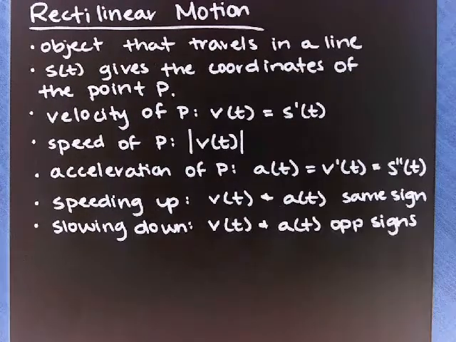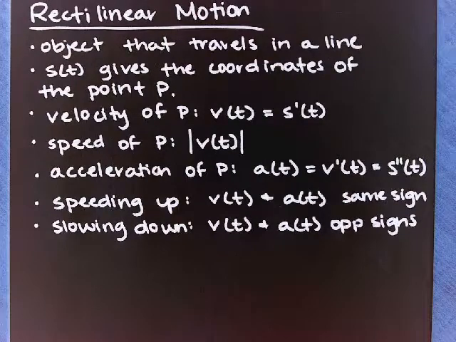So when we are talking about something speeding up and something slowing down, we are not talking about acceleration. That's totally different. Acceleration is the second derivative. Speeding up and slowing down, we're talking about the first derivative and the second derivative at the same time and saying what's happening with them.